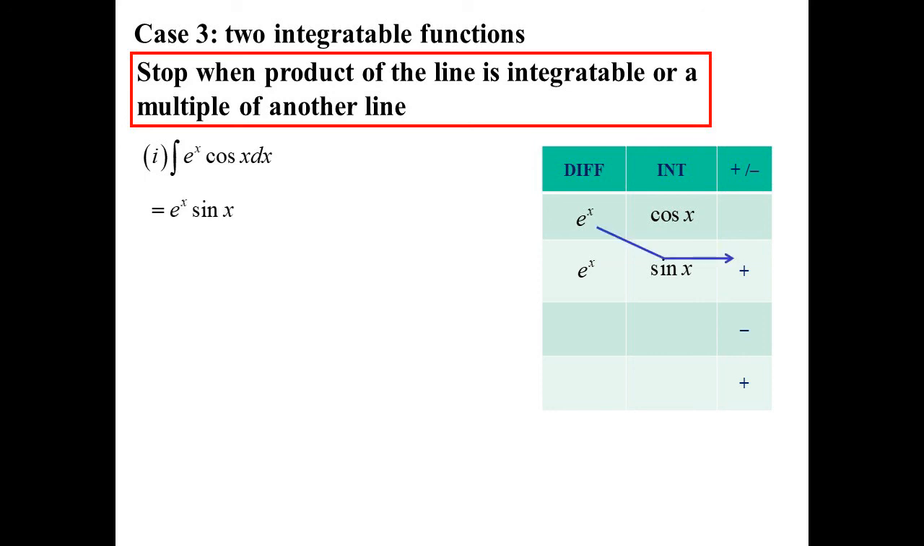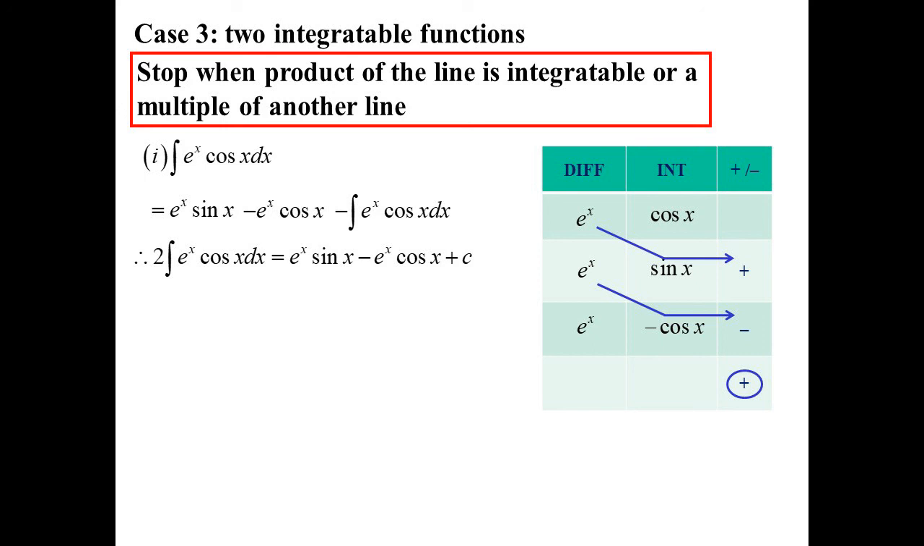Tic-tac-toe gets me the first bit. Now let's do the next line. e to the x, minus cos x. That is now a multiple of the first line. So that's where I'll stop. So we go tic-tac-toe for the bit we've got, but then it will be plus the product of that line. So plus e to the x times minus cos x gets us minus e to the x cos x. That I can move to the left-hand side, and I get 2 e to the x cos x is equal to, and so on, divide.